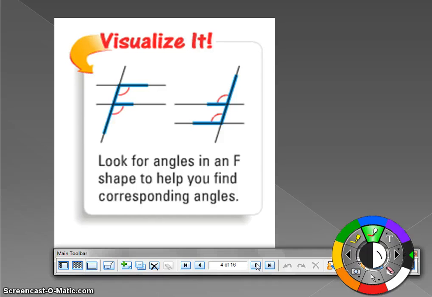When you're looking at corresponding angles, you're always looking for the angles that make that F. So notice right here, these are both in the lower right-hand corner for the two different intersections. On this one, these are in the upper left-hand corner for the two different intersections. So they have to be in that same location. So this reminds you that corresponding angles are always congruent as long as those lines were parallel.